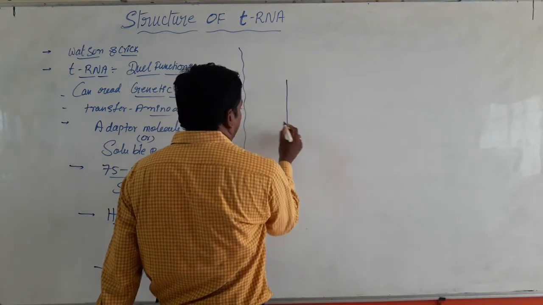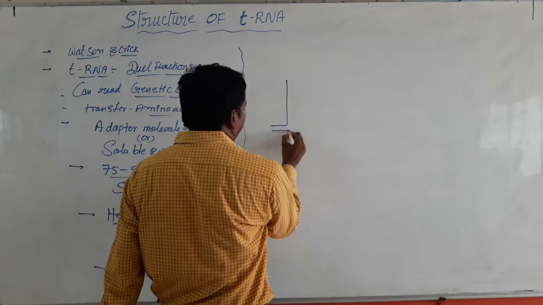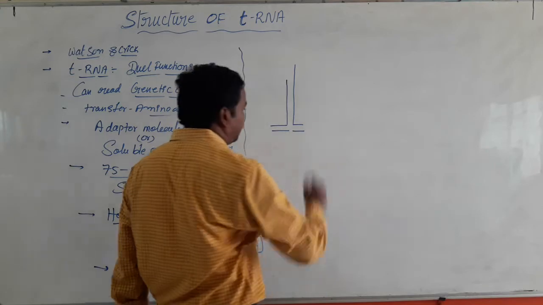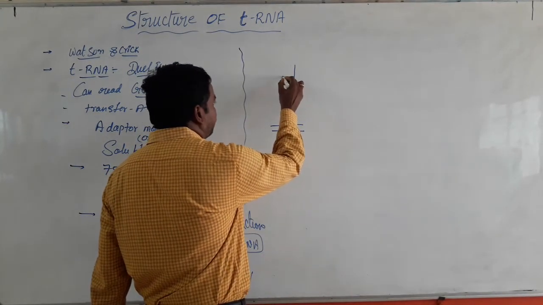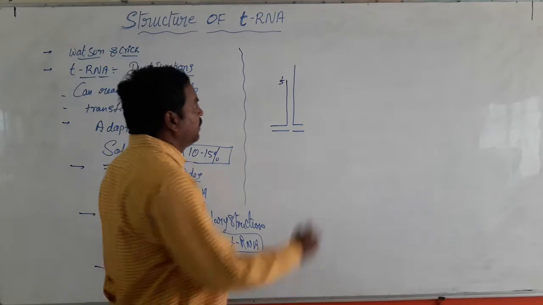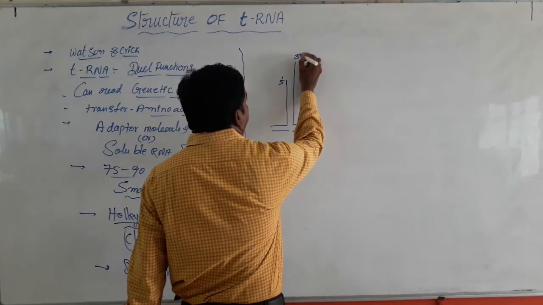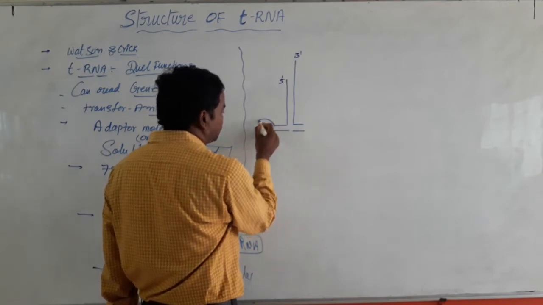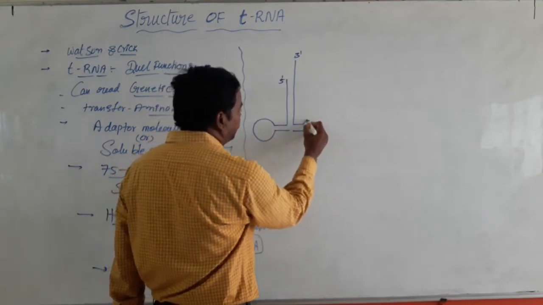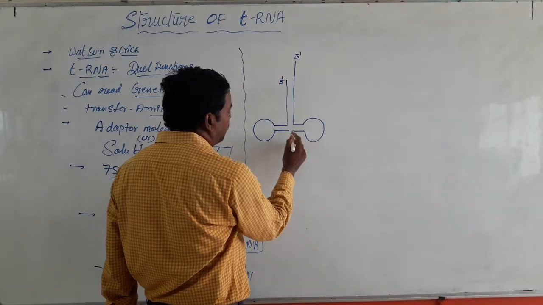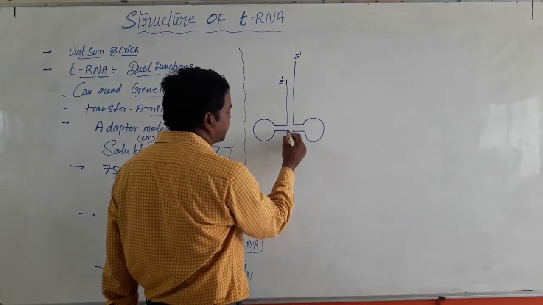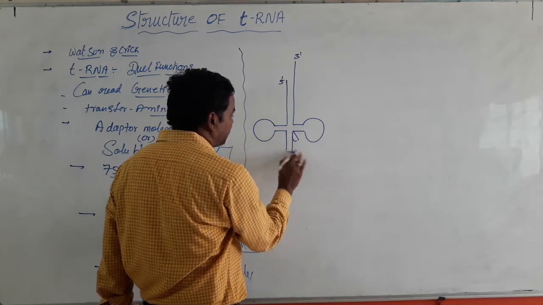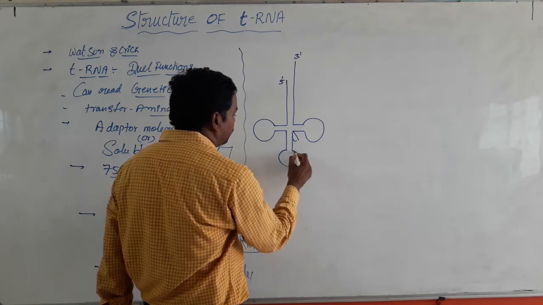For example, this is the clover leaf model of tRNA. This is the 5' region, and this is the 3' region. This is enfolded, leading to the formation of 3 main loops, and 1 accessory loop, and another one is the third loop.